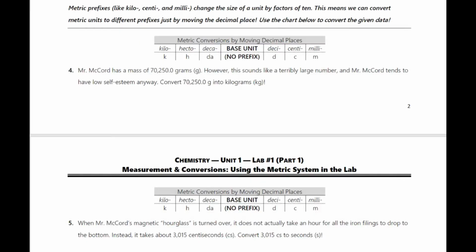Okay, the unit that we're talking about is a larger amount of mass, and so we need less of those units to make the same amount of mass. Okay, so to do this conversion, we're going from grams to kilograms.